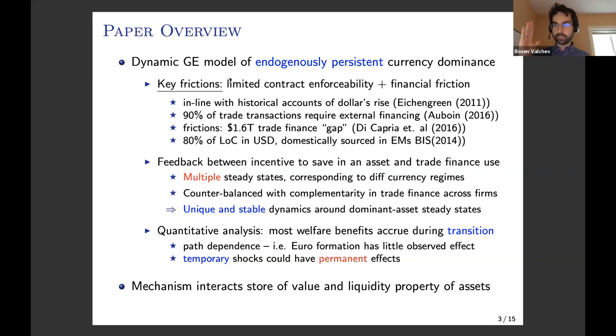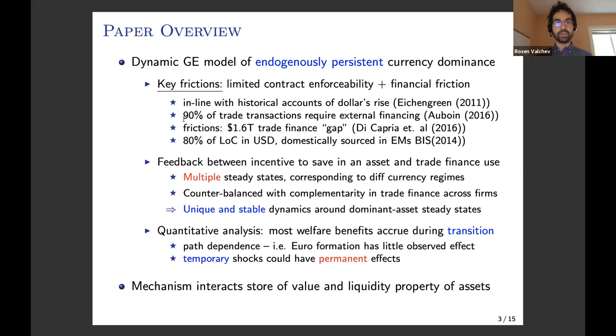So trade finance is important. We're going to have some friction in transactions, but there's also a financial friction. So these dual frictions are going to play an interesting role. Trade finance is important, but it's not immediately and infinitely available. So we're going to model this as a search and matching credit market for these trade finance relationships. In terms of the data, this idea that the original dollar rise was underpinned by trade finance is well established by Barry Eichengreen in many works.